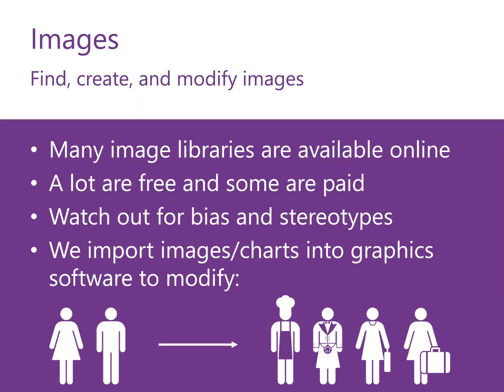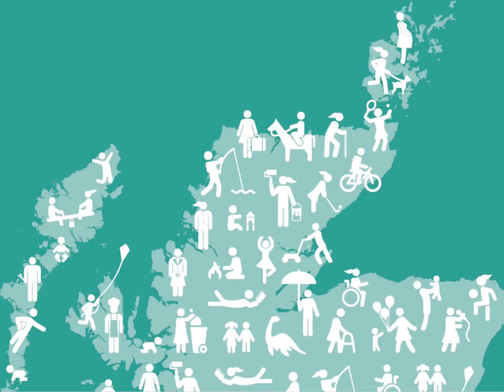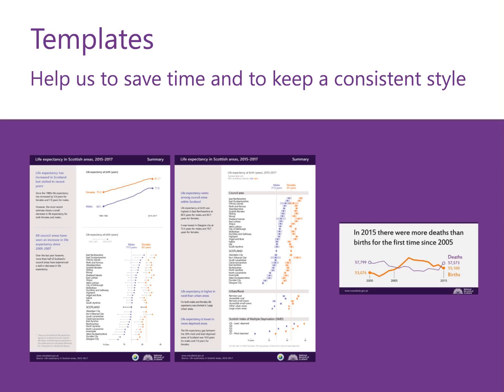So you might think, where do we get our images from? Well, there are lots of online image libraries available, and some of them are free, some are paid. So that's what we tend to use. We always try and watch out for bias and stereotypes when we select our images. And you can see an example of how we've used some at the bottom here. So we've downloaded some basic icons and modified them in some graphics editor software to suit our needs. This is an example of the kind of thing that you can do. So we've taken icons from our image library and modified them to create a more diverse group of people. So that's how we use image libraries.